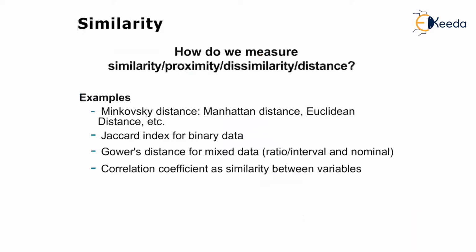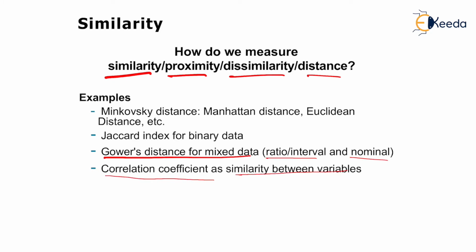Next, similarity. How do we measure similarity, proximity, dissimilarity, or distance? For example, Minkowski distance, that means Manhattan distance, Euclidean distance, the distance between two clusters or two data sets. That we can measure, and through that we can determine similarities. Then the Jaccard index for binary data, and Gower distance for mixed data, that means we can handle ratio, interval and nominal data also. One of the most important measures we use frequently is the correlation coefficient as the similarity between variables.